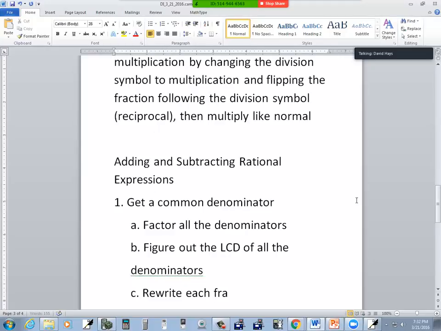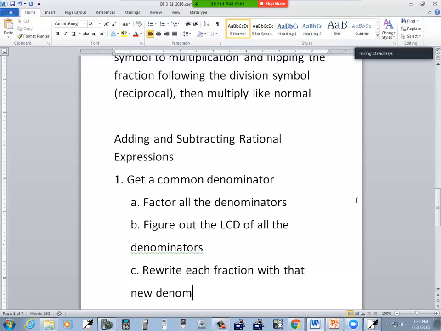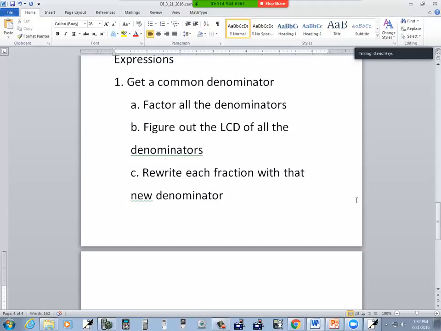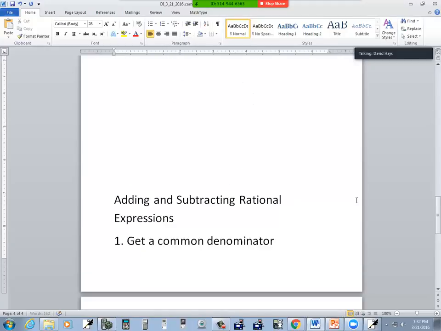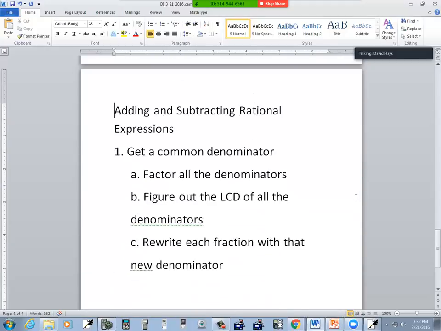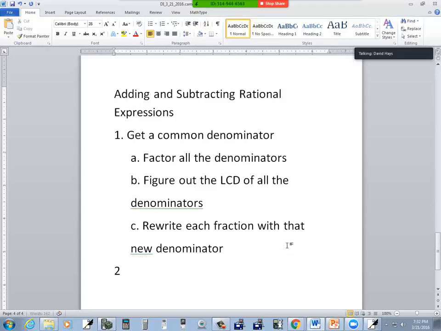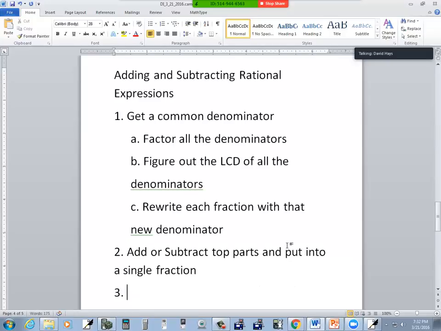And rewrite each fraction with that new denominator. In step 2, we add or subtract the top parts and put into a single fraction. And then step 3 is simplify the fraction. And that's what we saw up above, simplifying a rational expression. So these are going to be our steps we're going to go through.